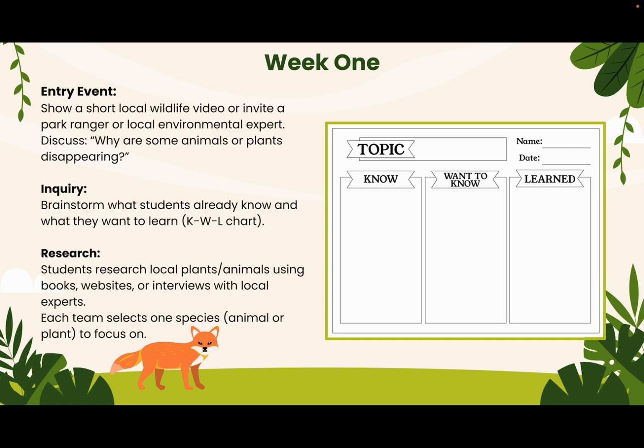Then, as the project moves forward, students will be put into groups and each team will select one species, an animal, or plant that they can focus on. They'll then research the plant or animal using books, websites, or communicate with that expert that was in class.